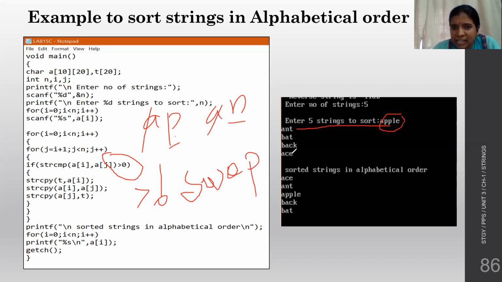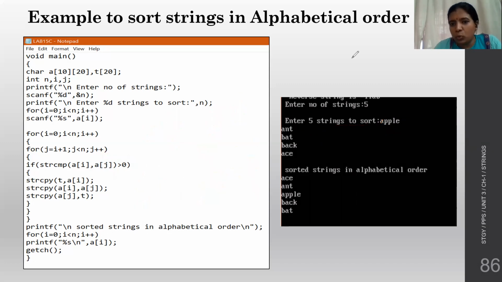No bat, no ace. Apple and ace. P and C. Is it greater than 0? No. Like that, you do a couple of swappings. When we do this constantly, all this gets swapped. Apple gets swapped with ant, and whatever has a lesser value goes up, and finally you will get the list as ace, ant, apple, back, and bat. This is how you solve your program. Okay, this is how you sort them in alphabetical order.